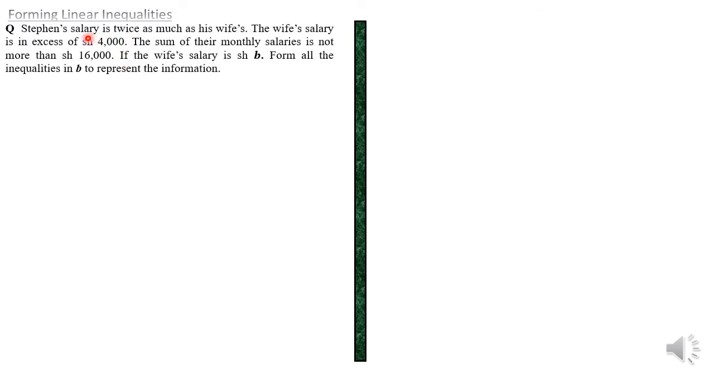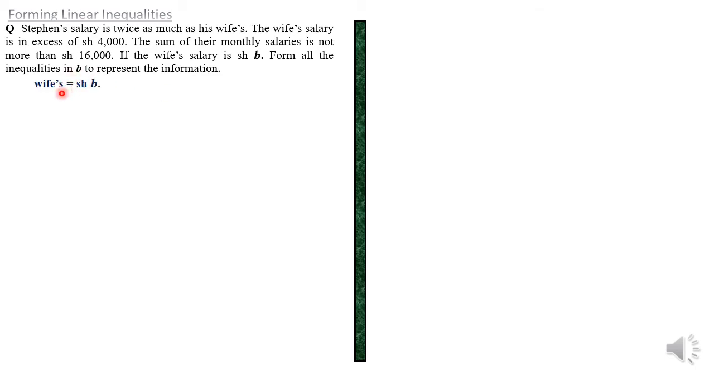Now, in this particular part, we're going to look at 4 examples where we're going to form linear inequalities given life problems. And so we have the first one there. We have a question. Steven's salary is twice as much as his wife's. The wife's salary is in excess of 4,000 shillings. The sum of their monthly salary is not more than 16,000. If the wife's salary is B shillings, form all inequalities in B to represent the information.